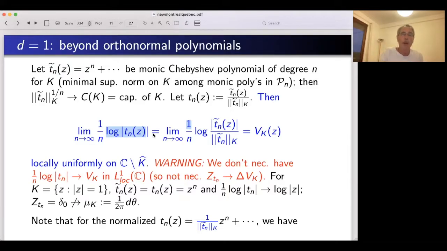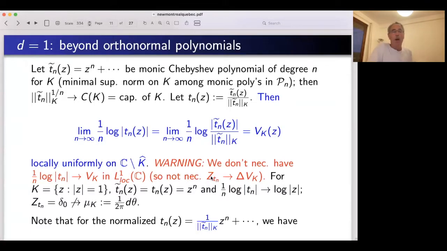And it's a standard result that this sequence of subharmonic functions, 1 over n log mod Tn, converges locally uniformly to that extremal function, that Green's function in one variable, outside of the polynomial hull of the compact set. On the polynomial hull, all bets are off. That is, you don't even necessarily have that this sequence converges to V sub K in L1 log. So you don't necessarily get these zero measures. Oh, sorry, this normalized zero measure.